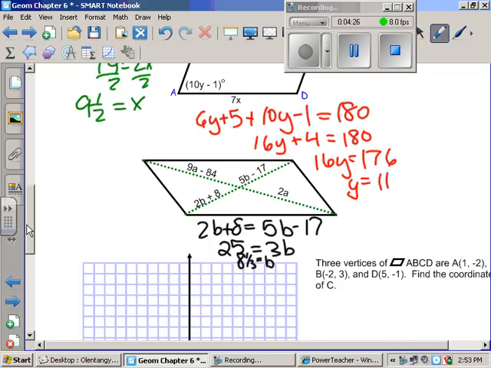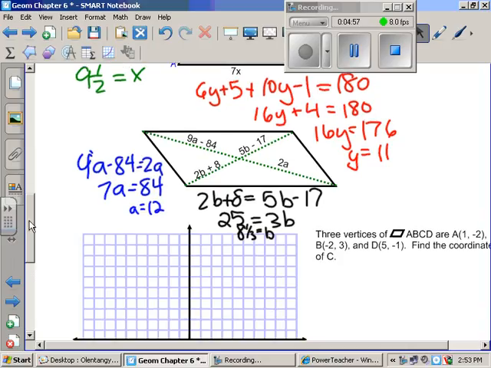And for a, 9a minus 84 is equal to 2a. Subtract 2a from both sides, add 84. I get 7a is equal to 84, so a is 12. All right, that's just the equations using those characteristics. Opposite angles are congruent, consecutive angles are supplementary, opposite sides are congruent, and diagonals bisect each other.